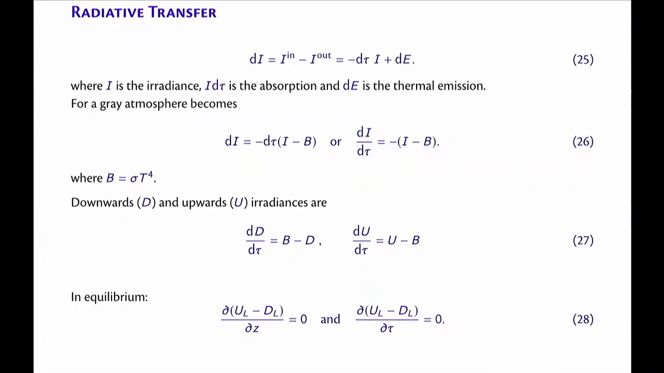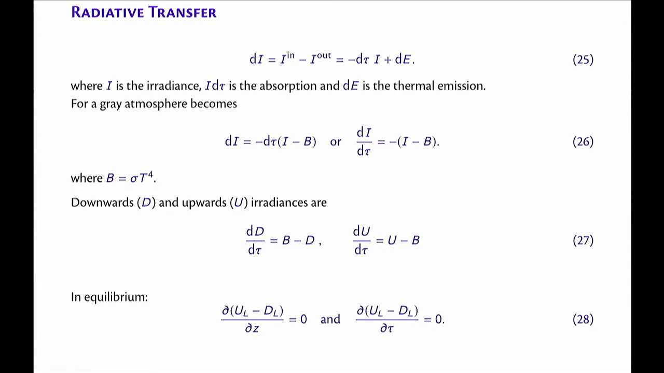So furthermore, we'll just assume that radiation is going up and down. Assume that all the solar radiation is absorbed at the surface. And that's not too bad of an approximation. So we get an equation for the downwards radiation, imaginatively called D, and the upwards radiation, imaginatively called U. So these are these two equations. These are this equation, but for the downwards radiation and the upwards radiation.